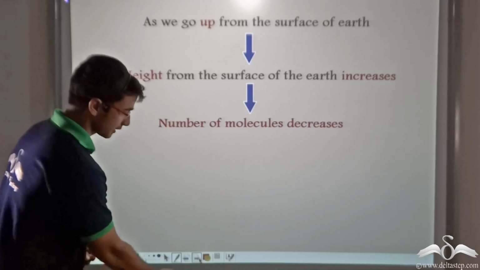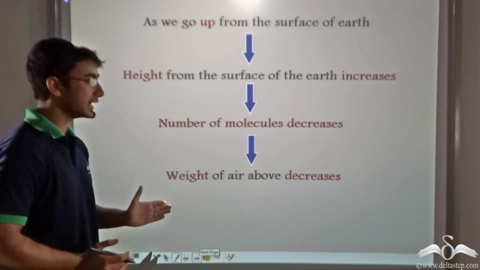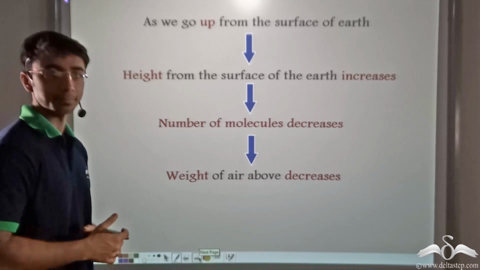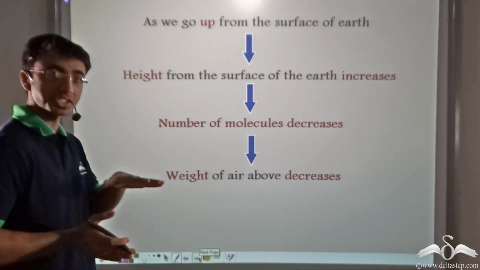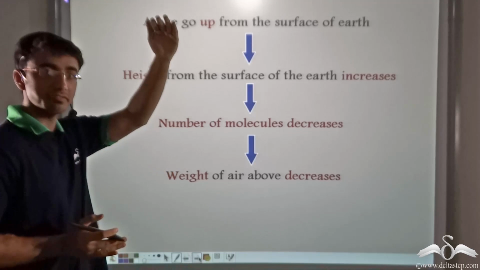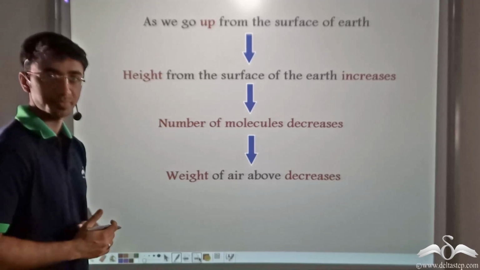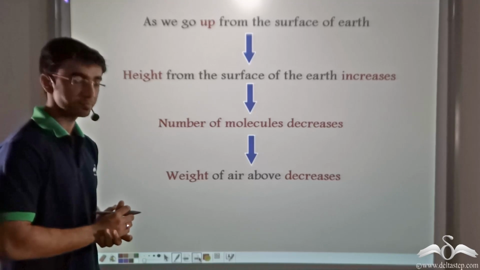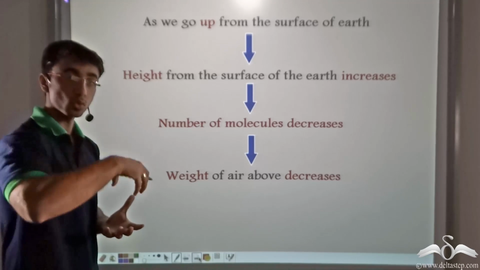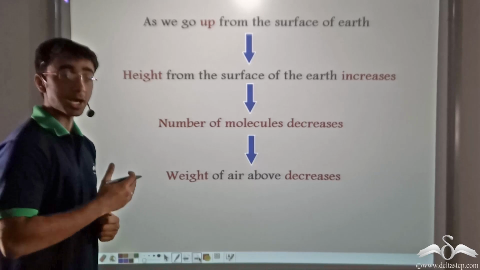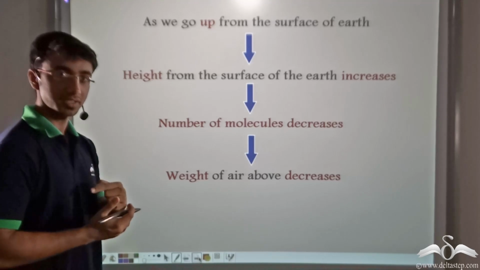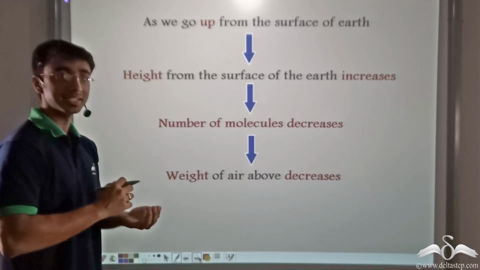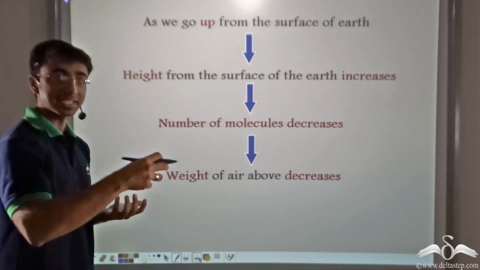What does this imply? This implies that the weight of air above decreases. So if we consider a particular area, the same area at the surface of the earth, as well as at a point very high above the surface of the earth, at the surface of the earth, more molecules are exerting their weight on that area. So we can say that the force per area is more. However, if we consider the point high above, we find that the number of molecules on the same area exerting their weight is less. So the force per unit area is less.